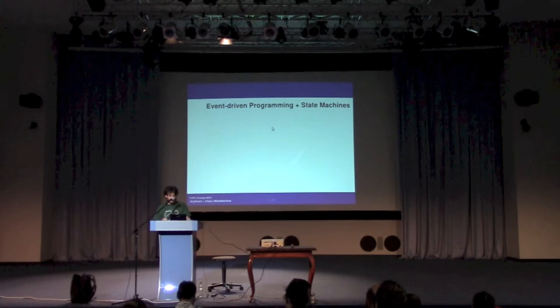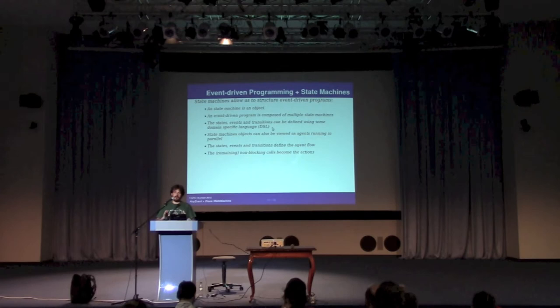So, event-driven programming and state machines are a good fit. It's very convenient to use state machines to make event-driven programs maintainable, right? Because with state machines, every state machine is an object. So you can have in an event-driven program several state machines that work as agents that run in parallel, right? And you can use some domain specific language to represent the state machines and define them.